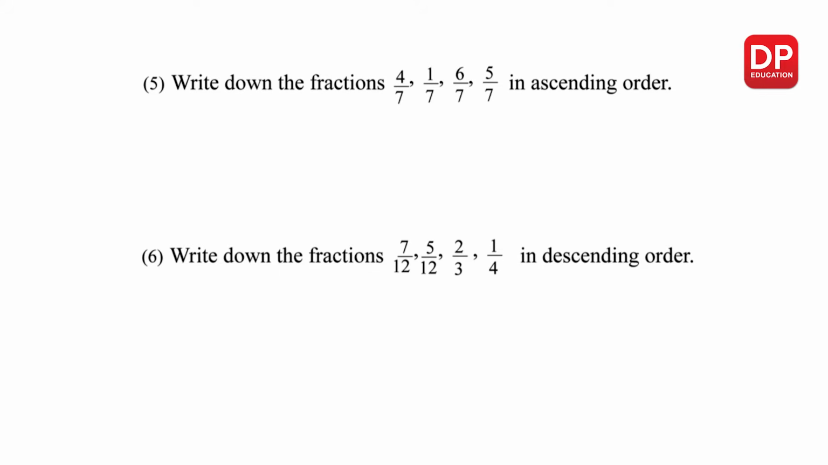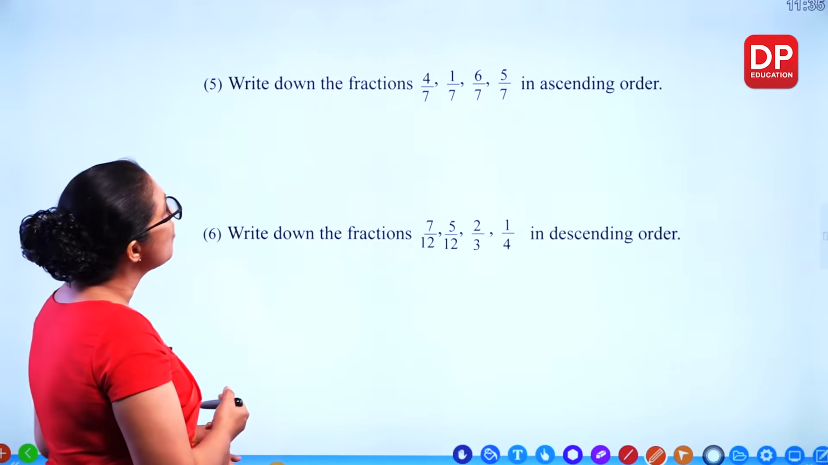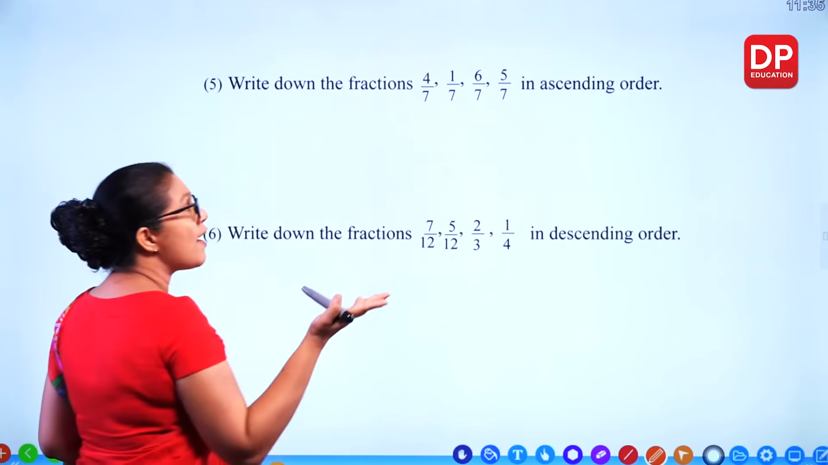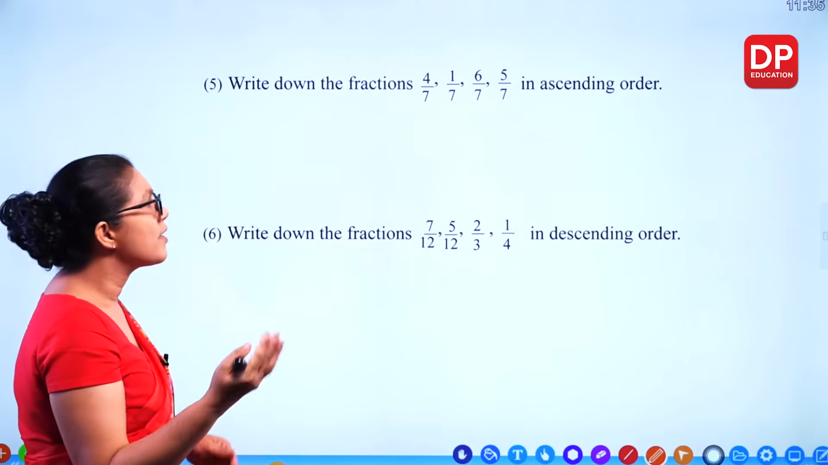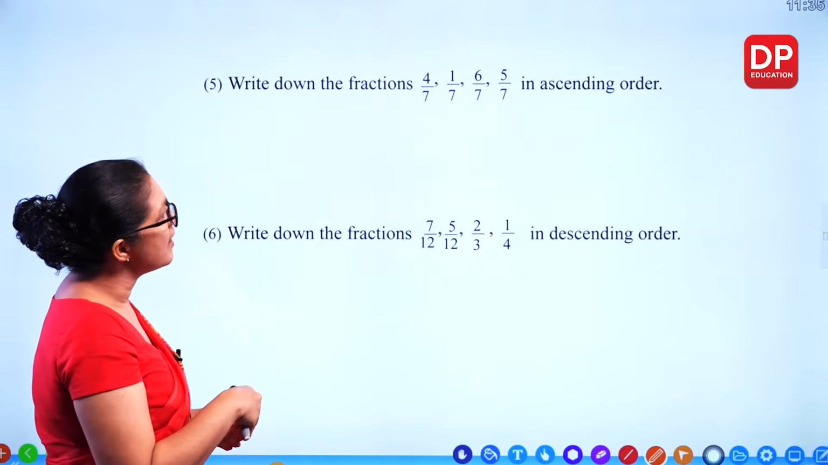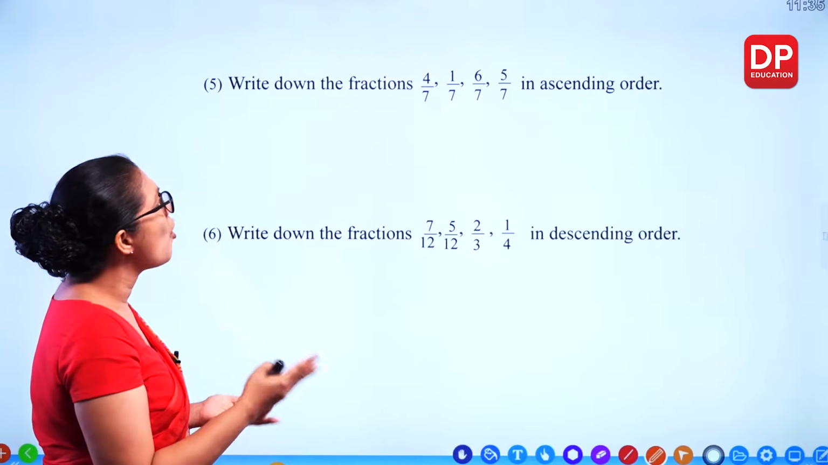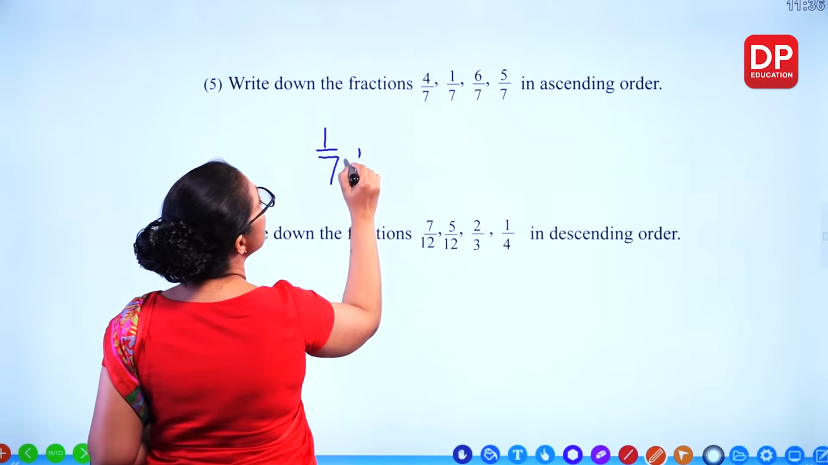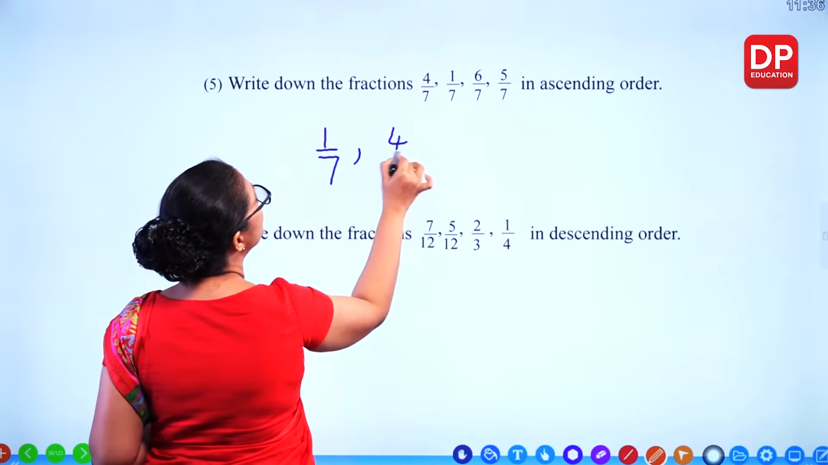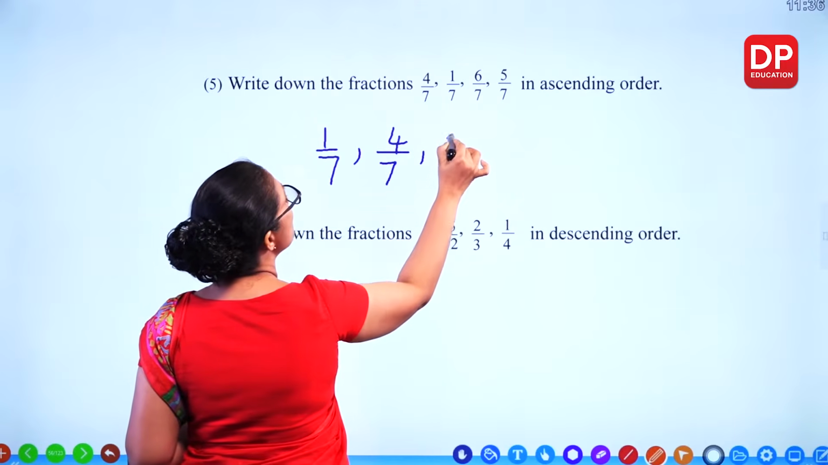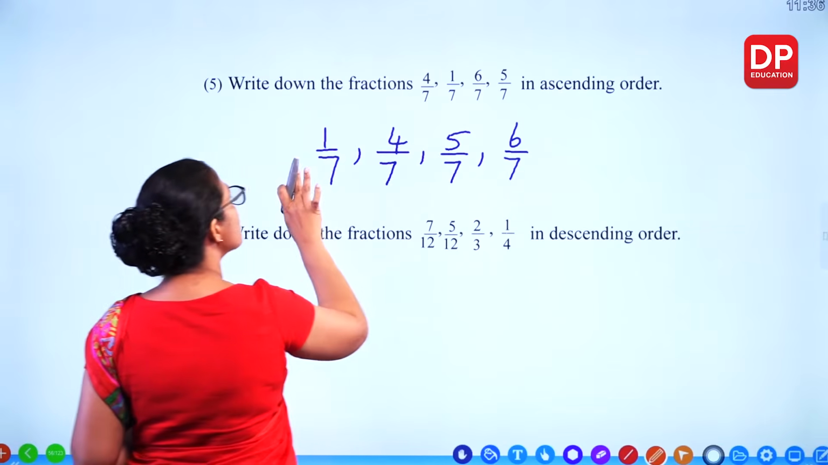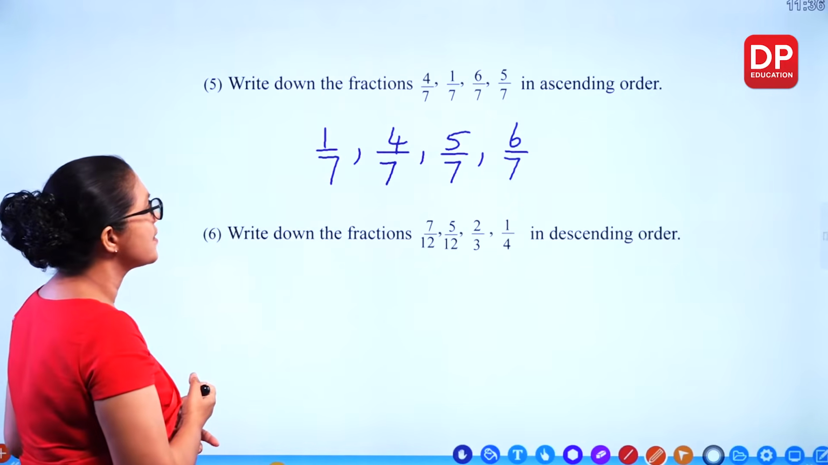Question number 5, write down the fractions in ascending order. So you have to first look at the denominators. All are the same. So that means you can look at the numerator. Smallest means smallest number. So 1 over 7 first. Then next number is 4. Next one is 5. And the other one is 6. So that's smallest to highest.